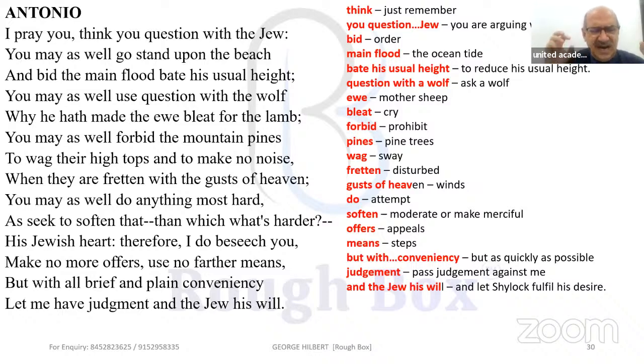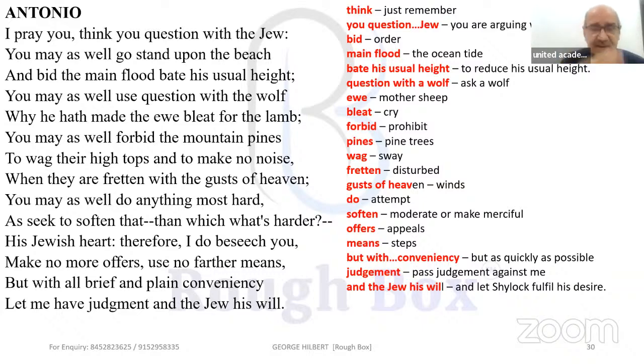You may do the hardest thing in the world. You may do anything most hard and succeed, as seek to soften that than which what's harder, his Jewish heart. When Antonio hears the argument between them, he tells Bassanio, don't forget who you're arguing with. You're arguing with Shylock. You cannot argue with him.